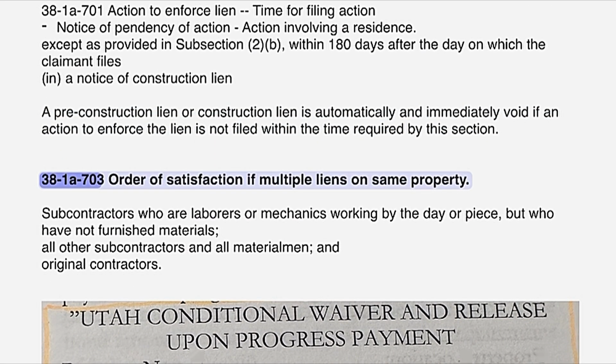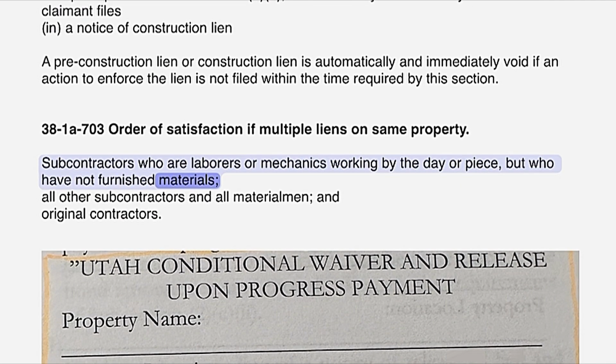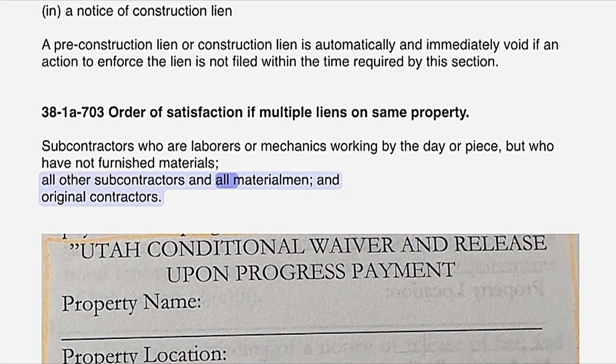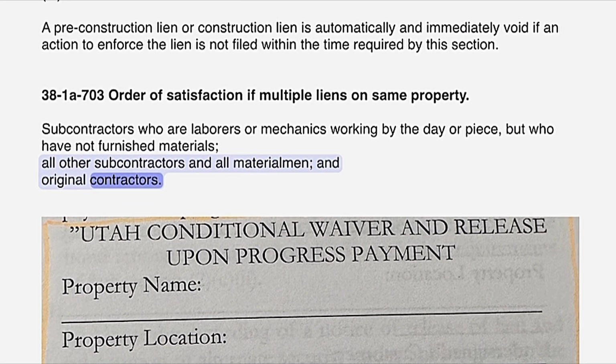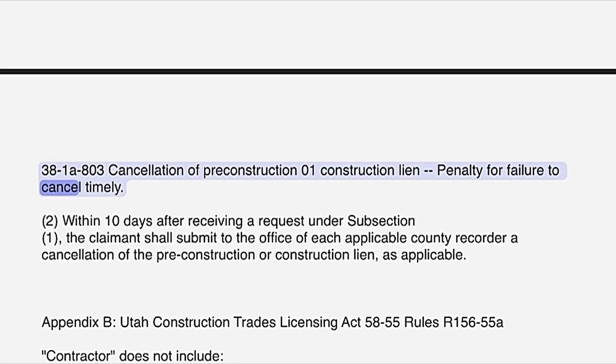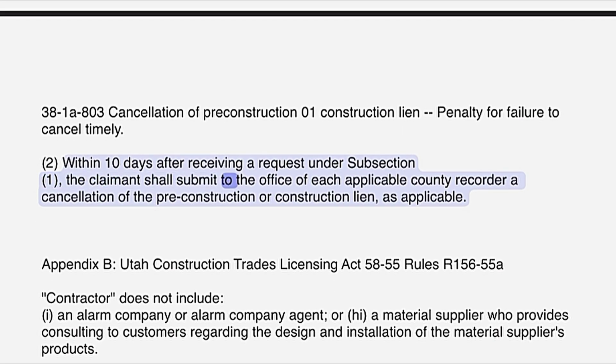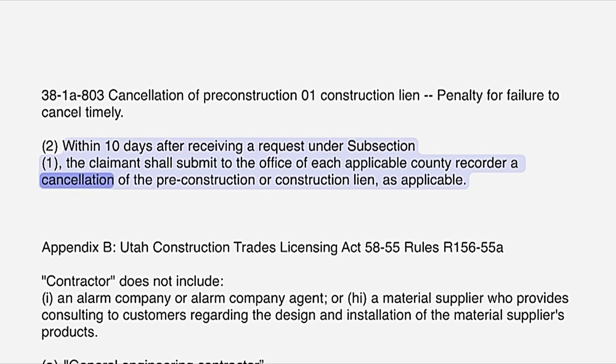38-1a-703, order of satisfaction if multiple liens on same property: subcontractors who are laborers or mechanics working by the day or piece, but who have not furnished materials; then all other subcontractors and all materialmen and original contractors. 38-1a-803, cancellation of preconstruction or construction lien, penalty for failure to cancel timely. 2. Within 10 days after receiving a request under subsection 1, the claimant shall submit to the office of each applicable county recorder a cancellation of the preconstruction or construction lien, as applicable.